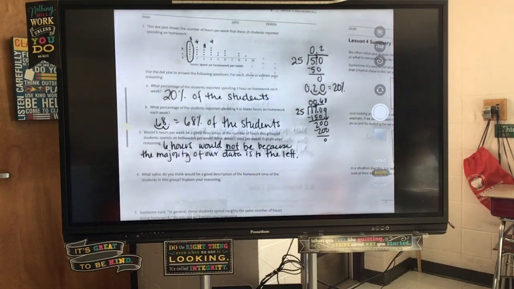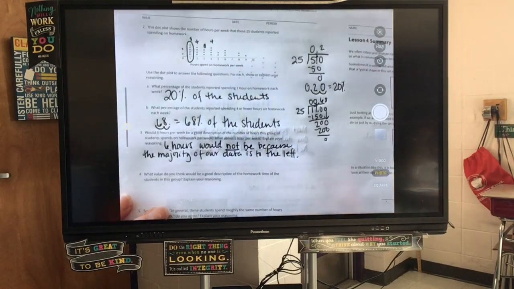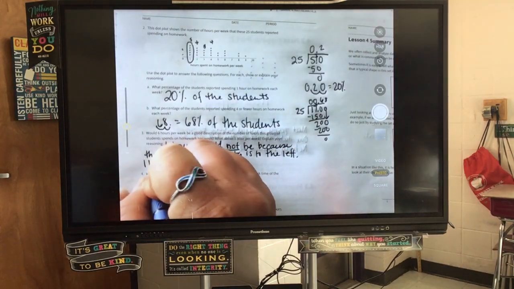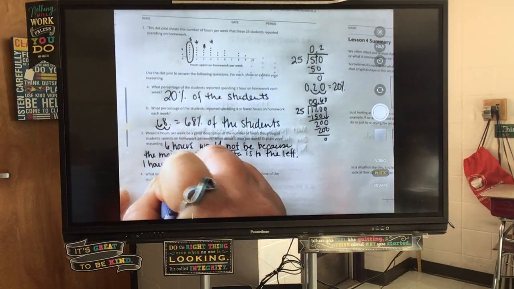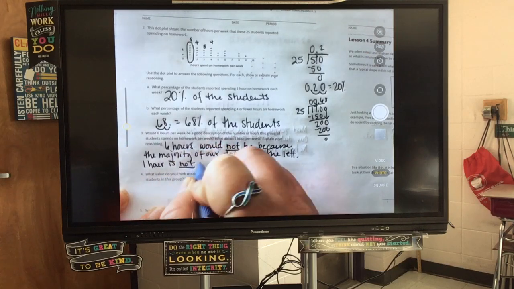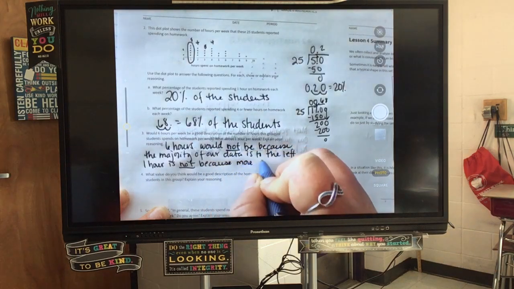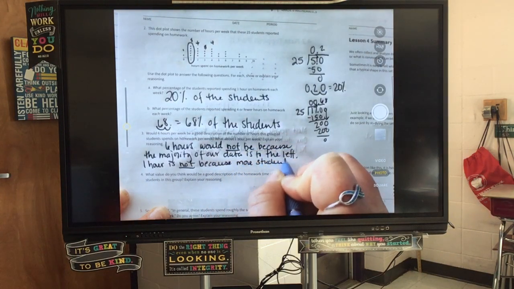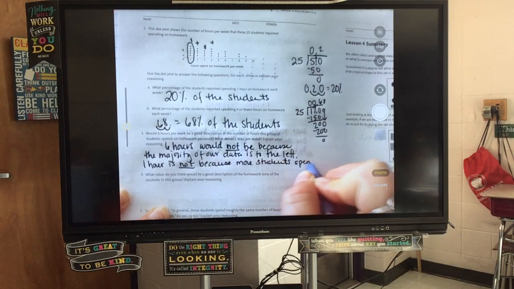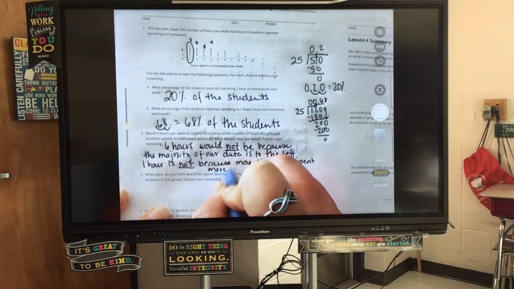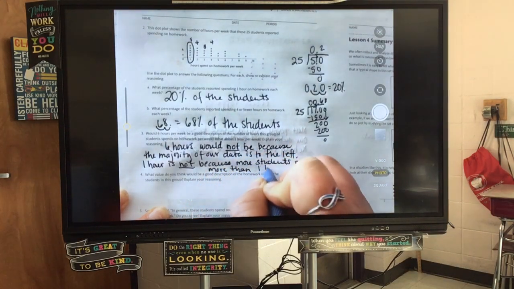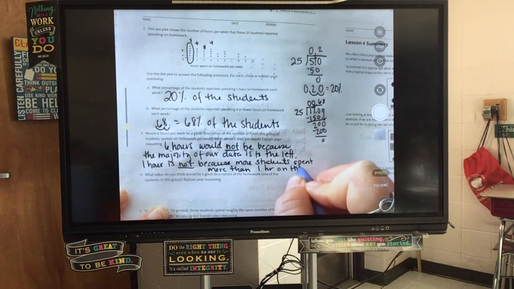So, okay, great, we have 5 people who spent 1 hour, but that's not the majority of our data, okay? So kind of the same reason as the 6 hours. So 1 hour is not, because more students spent more than 1 hour on homework.